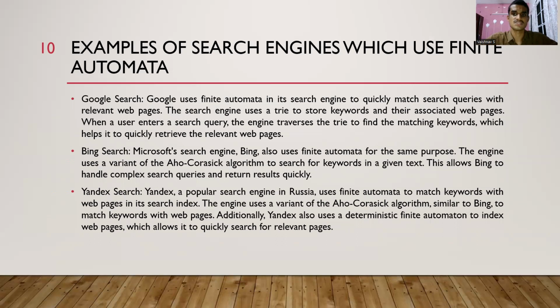Yandex, a popular search engine in Russia, uses finite automata to match keywords with web pages in its search index. It also uses a variant of the Aho-Corasick algorithm, but also uses a deterministic finite automaton to index web pages, which allows it to quickly search for relevant pages.